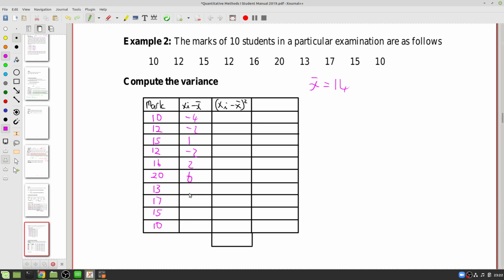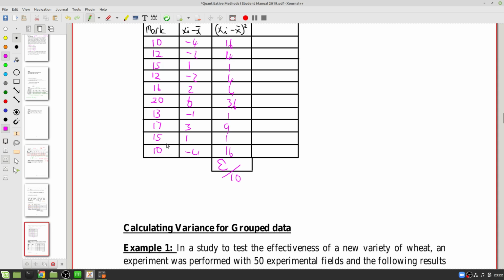20 minus 14, 13 minus 14, 17 minus 14, 15 minus 14, and 10 minus 14. And then we square each of these. So 16, 4, 1, 4, 4, 36, 1, 9, 1, 16. And now that we've squared all of them, this is what we add up together. So we add all of this up, sum this, and divide that answer by how many things there are, which is 10. Okay, I'm not going to do all of that, but you get the idea.